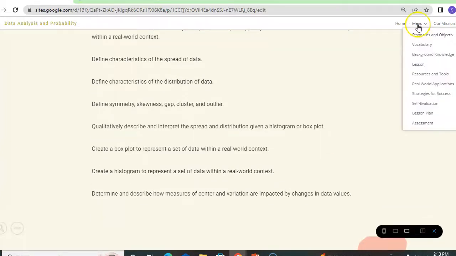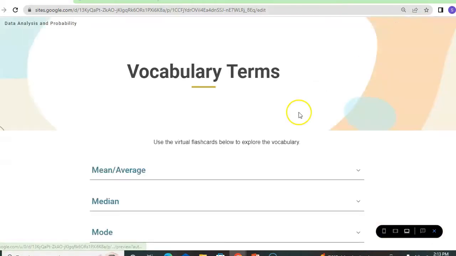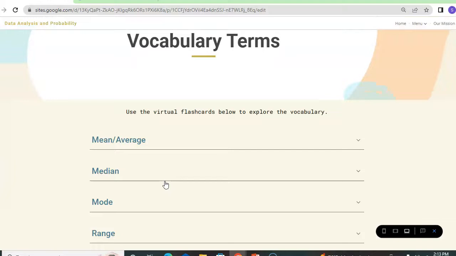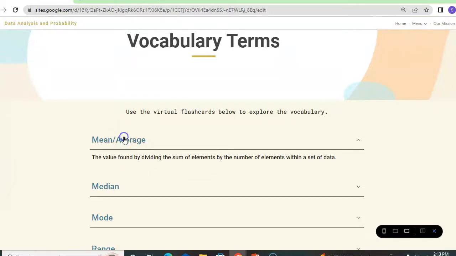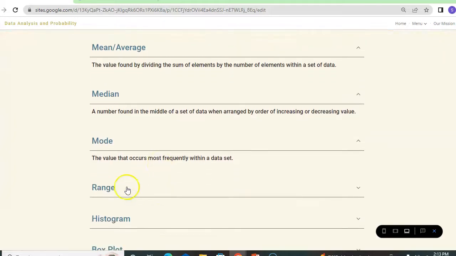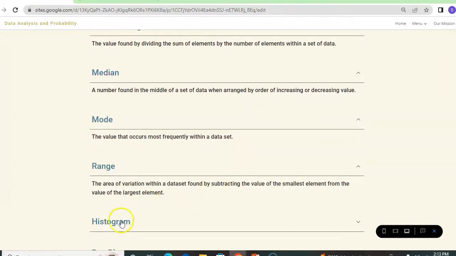Next, let's explore the vocabulary page. This page contains all of the key terms that you will be responsible for in the lesson. Click each term to see its definition. Be sure to be comfortable with all of these terms before you begin the lesson.